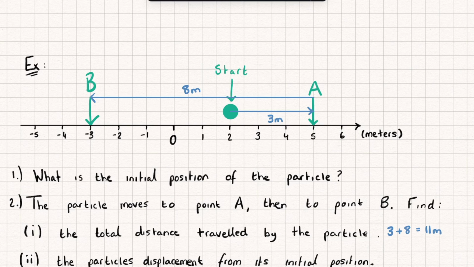But what is the particle's displacement from its initial position? Well, relative to where it started, which is at the position 2 meters, it's finished at the point -3. So it's moved to the left a total distance of 5 meters. And remember, it's important I specify whether that's a positive or negative, and because I've taken movement to the right to be positive, I'm going to say that its displacement is -5 meters, because it's moved 5 meters to the left from where its initial position was.